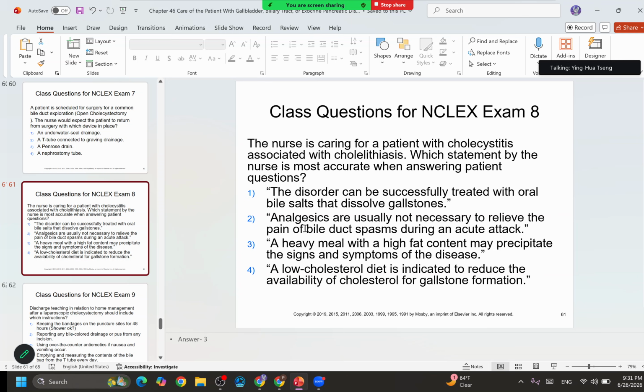Okay, pain medication usually is not necessary. Oh no, they need pain medication. So the first one is wrong. Number 3: a heavy meal with high fat content may precipitate, meaning trigger, the same symptoms of the disease. Yes, correct. A low cholesterol diet is indicated to reduce the chance of gallstone formation. No, this is not guaranteed. Even with a low cholesterol diet, patients could still have gallstones. So number 3 is the correct answer.